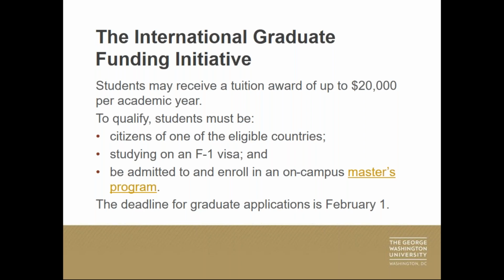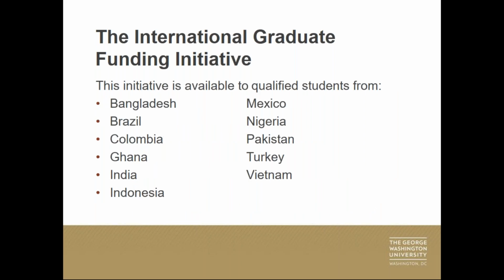That's getting you almost halfway there. So you have to be here on an F1 visa and admitted to and enrolled in an on-campus master's program. And obviously, Applied Econ, we are on campus, and so our program does qualify for that. You have to be on an F1 visa, not an F3 visa. And if you're from any one of these countries here, 1, 2, 3, 4, 5, 6, 7, 8, 9, 10, 11, from Bangladesh to Vietnam, you're eligible for this international funding initiative.